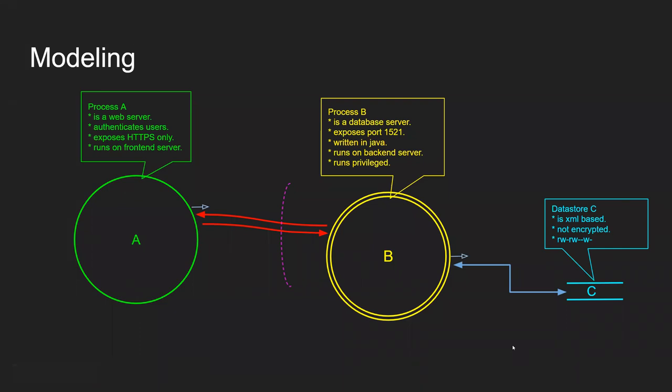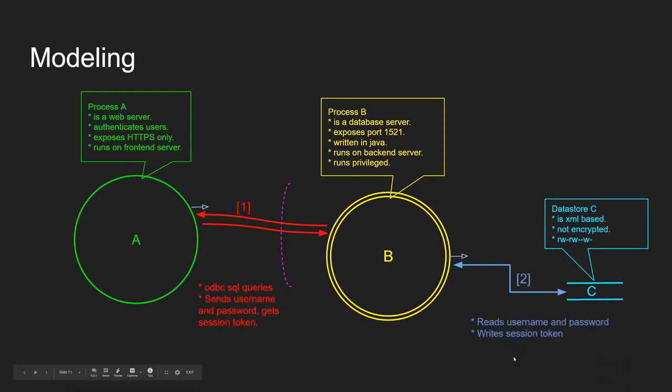Our data store has certain properties as well. And then we're going to want to annotate our data flows as well. And it's with this information that we will start to look at this for weaknesses and vulnerabilities, as well as if there are any potential threats that result from that.